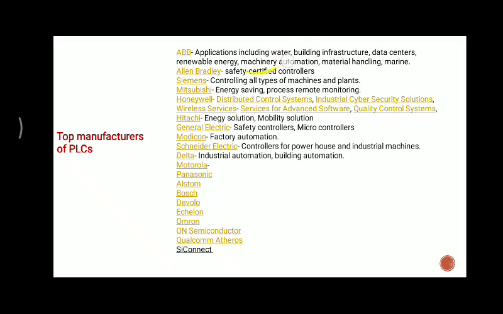Again, here we have mentioned for which purpose that particular company is famous, like Allen Bradley is preparing safety certified controllers, like Mitsubishi energy saving and process remote monitoring. Delta is there, for industrial automation and building automation, Delta is preparing the PLCs. So these are the top manufacturers of the PLC.